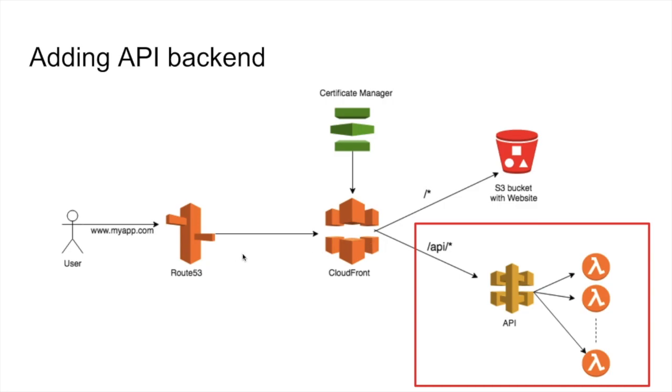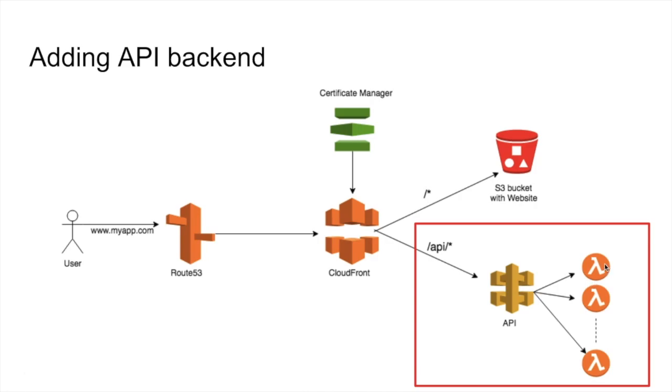So whenever a user or the web application is requesting a different path like /API/something, it will be directed to the API. For example, if there's a path like www.myapp.com/API/todos, then this path matches. So the request will be directed to the API. Inside the API, it will trigger a Lambda function.